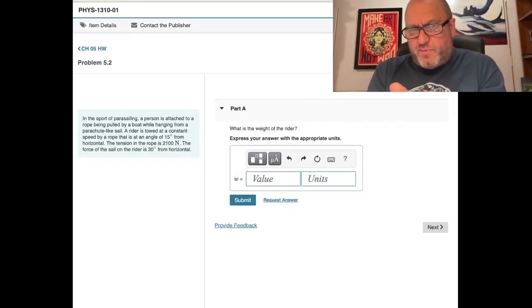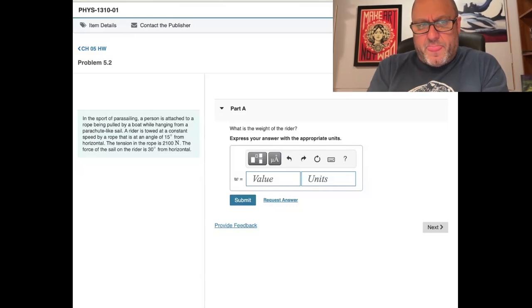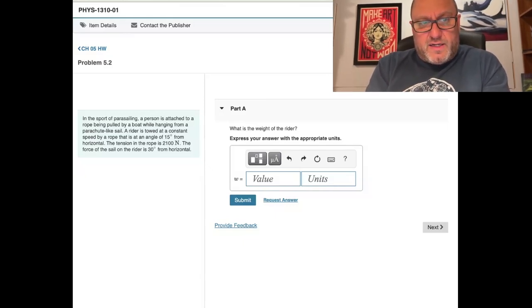All right, so let's read the problem carefully and then we will solve it. Okay. In the sport of parasailing, a person is attached to a rope being pulled by a boat while hanging from a parachute-like sail. A rider is towed at a constant speed by a rope that is at an angle of 15 degrees from the horizontal. The tension in the rope is 2,100 newtons. The force of the sail on the rider is 30 degrees from the horizontal. And what is the weight of the rider?